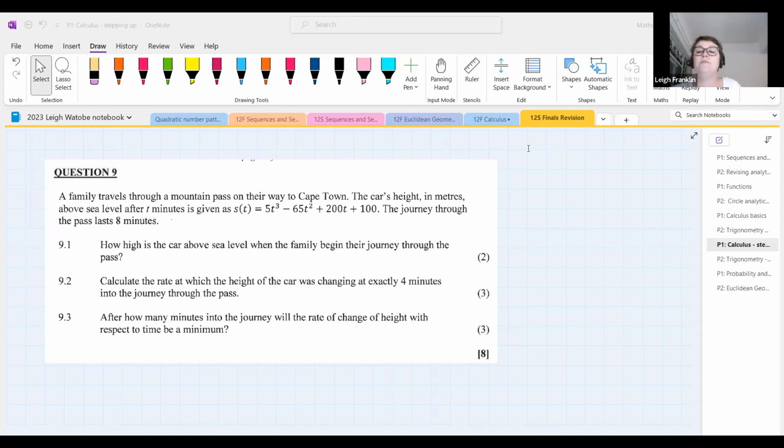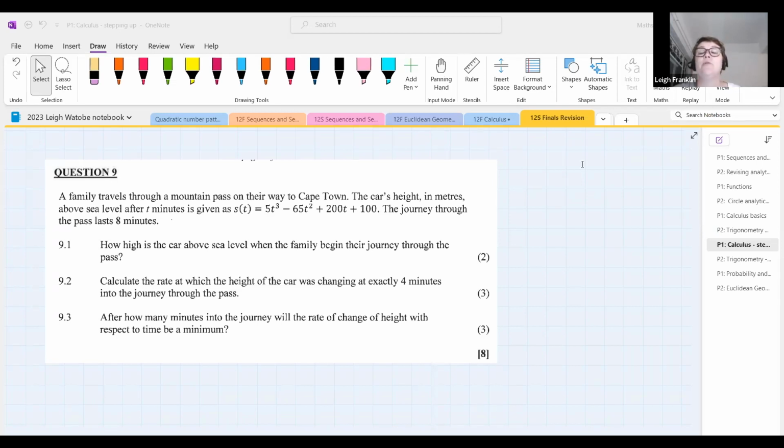Okay, Swanaka, that's fine. Maybe it's one of those questions that's so easy that it's actually difficult. All right, so the car's height in meters above sea level after t minutes is your expression for S of t. At the very beginning, when they begin their journey, what is t equal to? t would be equal to 0, wouldn't it? So what would happen if you subbed 0 into your expression?